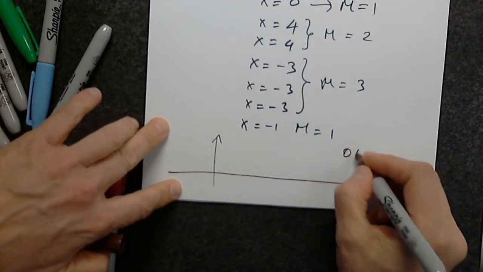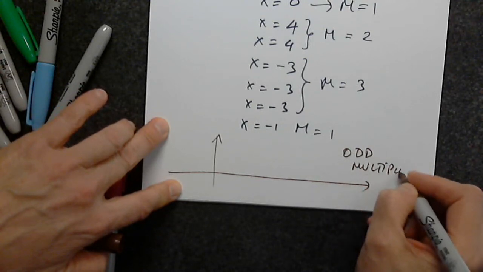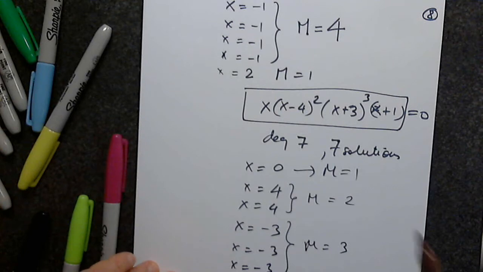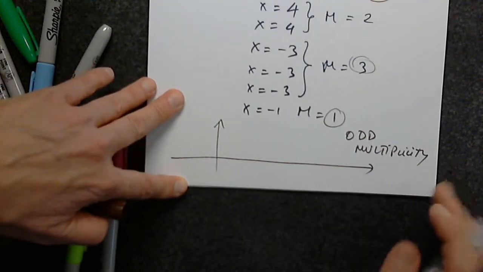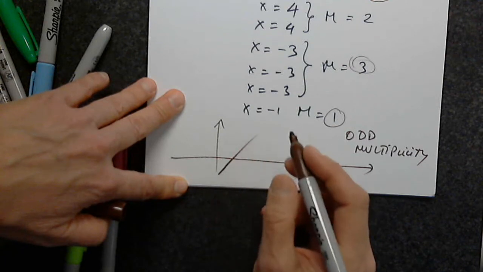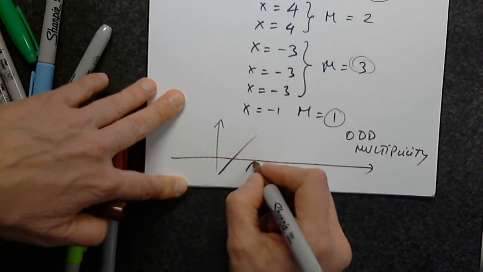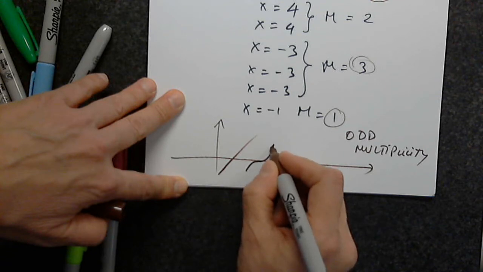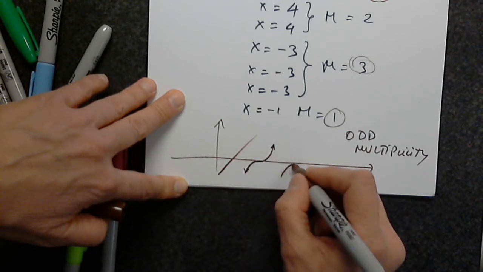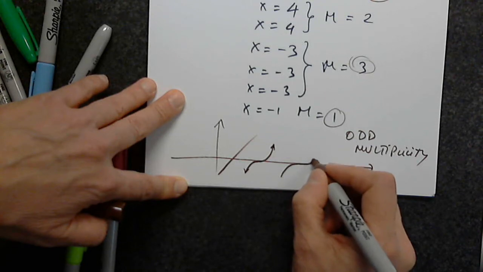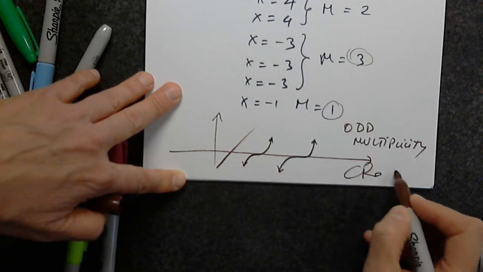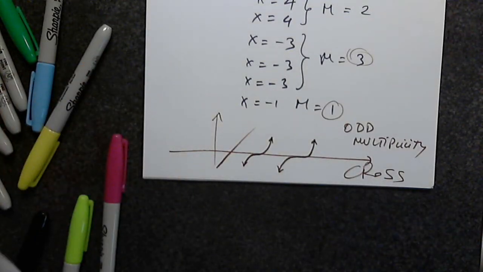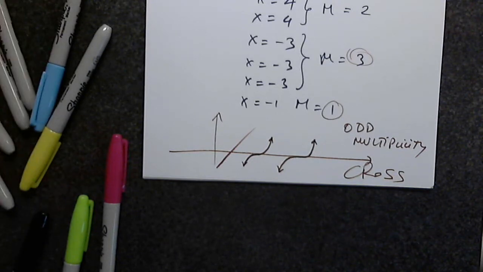So for an odd multiplicity, what do I mean by odd multiplicity? 1 is an odd number, 3 is an odd number, 5 is an odd number. For an odd multiplicity, the function will do this or this or this. It still crosses. It's a cross. Any odd multiplicity is a mandatory cross. But what type?